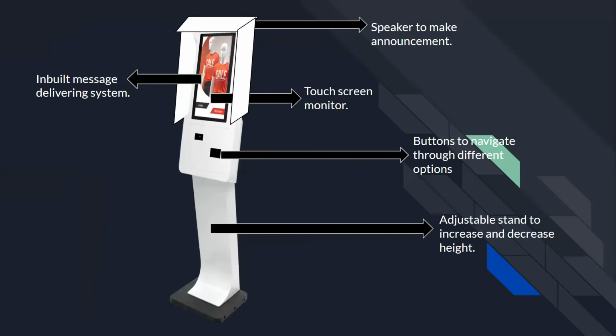Here, as you can see, is a model of the kiosk which has the following features. On the top, you can see there is a speaker to make announcements. It also has a message delivering system, a touch screen monitor and buttons which can be used as preferred by the user, and an adjustable stand which can help the user to increase or decrease the height of the kiosk.